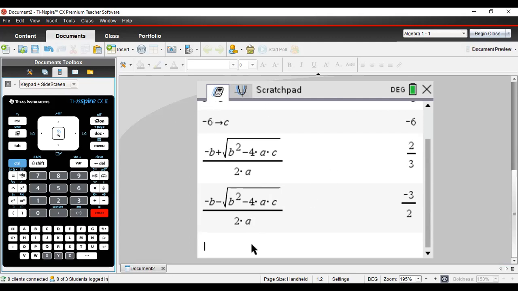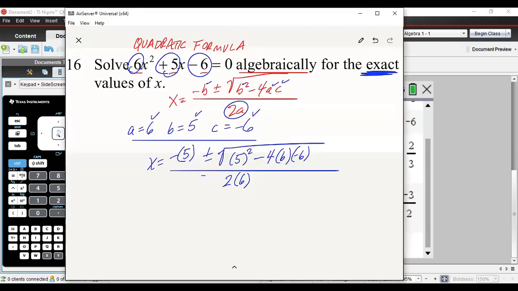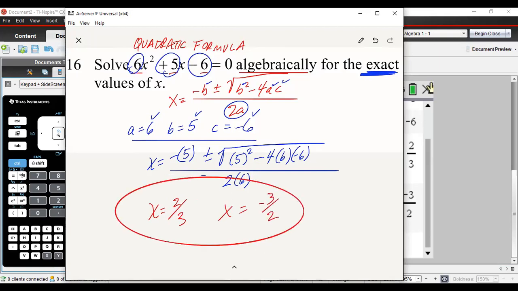So let me go to my iPad, and I want to show you something. Whenever you see the word exact, it doesn't matter where you see it, it usually means I don't want any decimals. I want either integers or fractions. I don't want any decimals. That's what this means when you see the word exact. So we had 2 answers, and both of them were fractions. So x equals 2/3, and then the other zero was x equals negative 3/2. So those would be our answers.